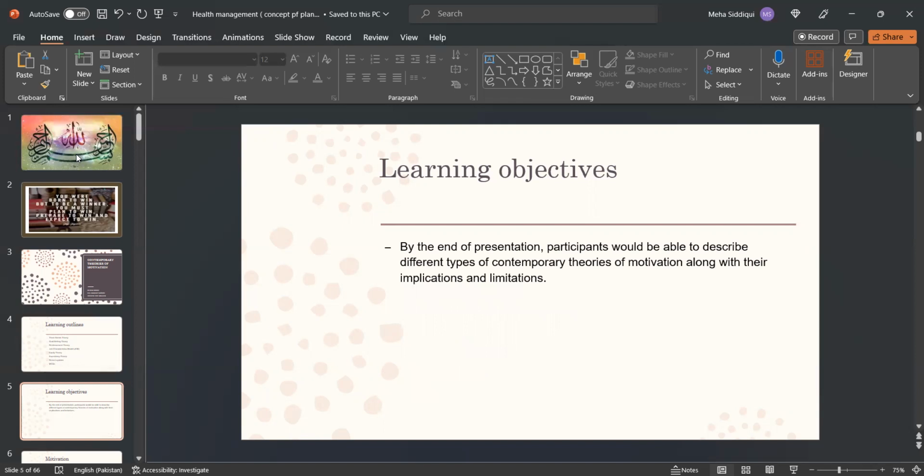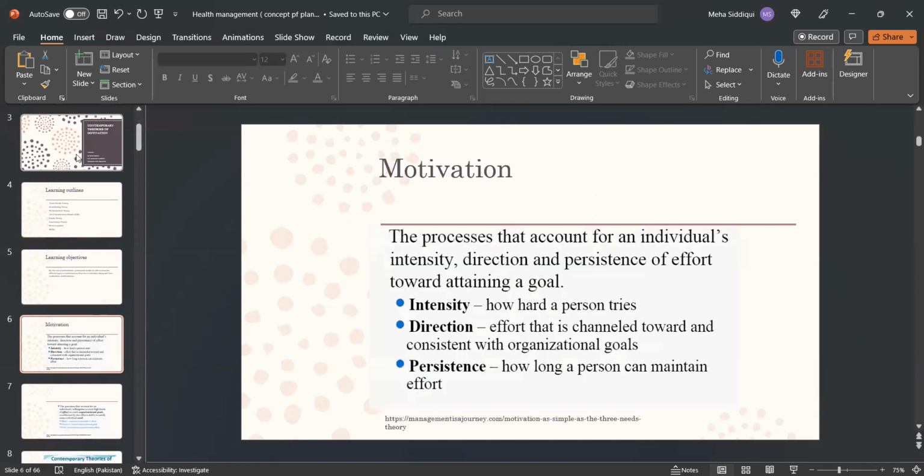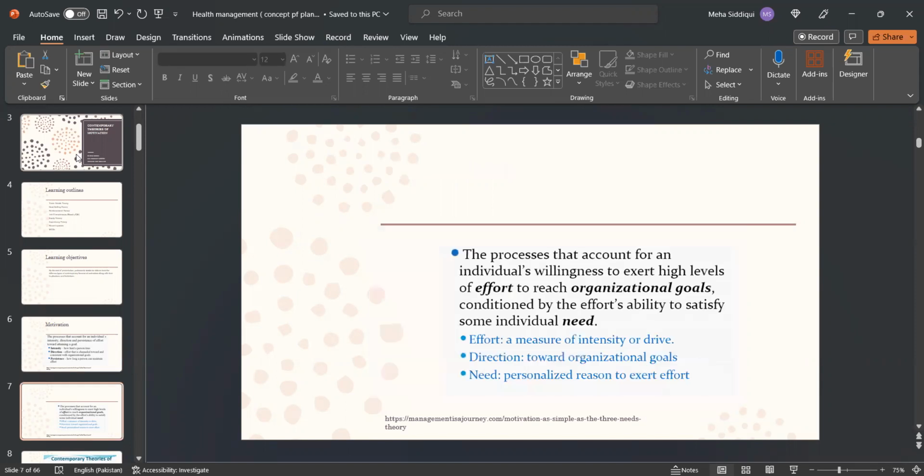Learning objectives: by the end of this presentation, participants would be able to describe different types of contemporary theories of motivation along with the implications and limitations. Now, what is motivation? The process that accounts for an individual's intensity, direction, and persistence of effort towards attaining a goal. Intensity means how hard a person tries. Direction means effort that is channeled towards and consistent with organizational goals. And persistence is how long a person can maintain effort.